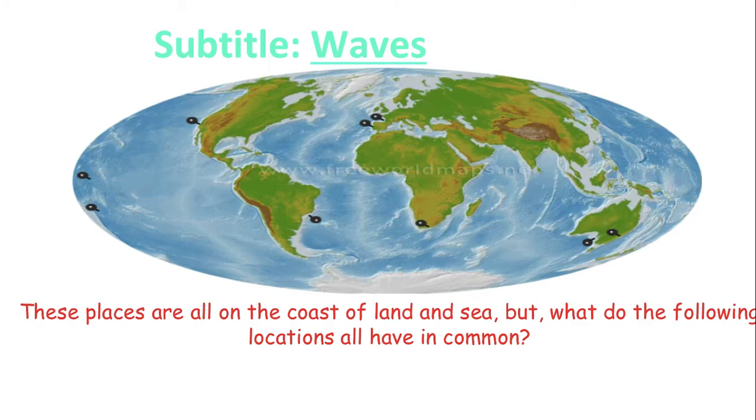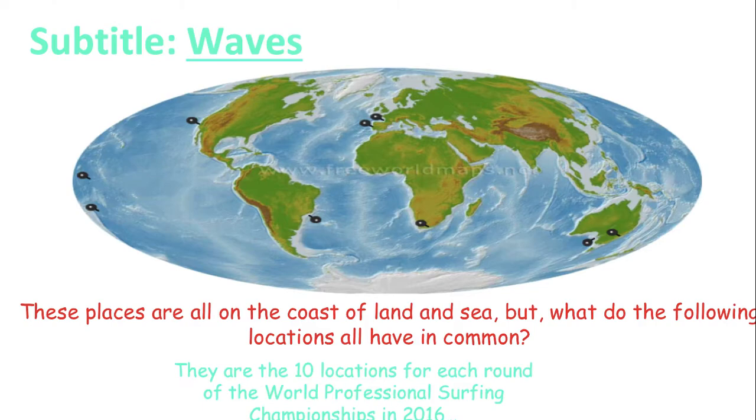Now, we're going to find out first about these waves. What do these places all have in common? The answer is that they are all where the surfing championships in 2016 took place. For surfing, you need big waves, so why would these areas have big waves? I'll give you a second to think.